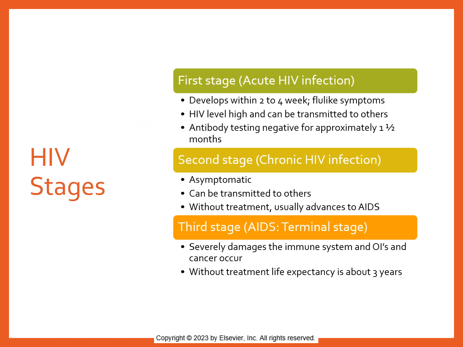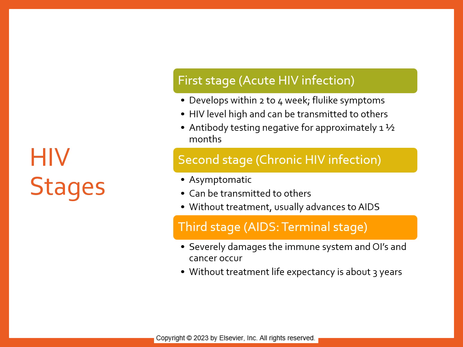Acute HIV infection develops within 2 to 4 weeks and may produce flu-like symptoms in some people. During this stage, the HIV level in the blood is very high and can be transmitted to others. Chronic HIV infection is the second stage. This can also be called an asymptomatic HIV infection because most people will not have HIV-related symptoms. Even though they are asymptomatic, they are still able to spread the virus.